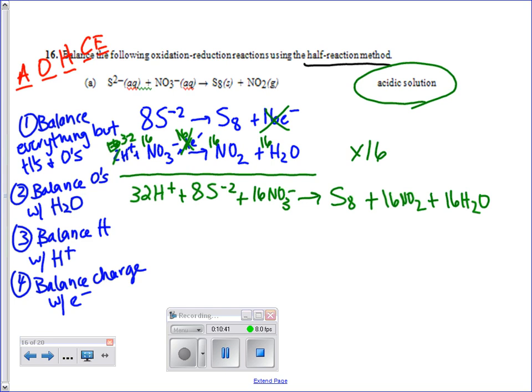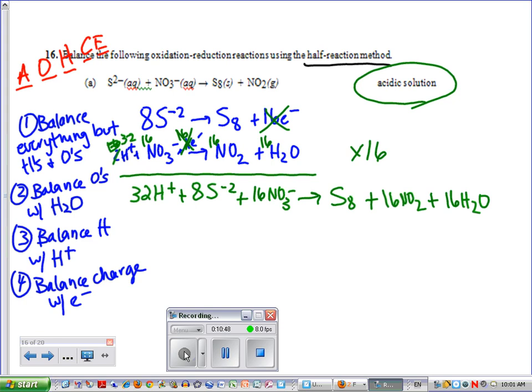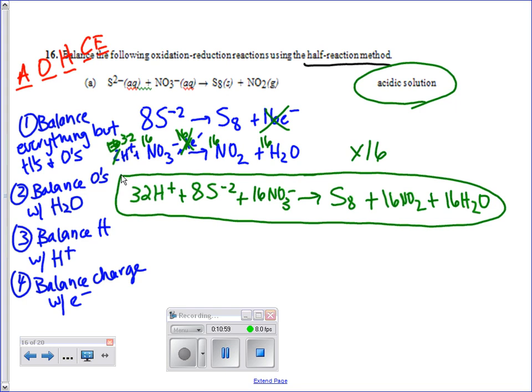The only last thing to look at is little instructions here. They're saying that you need to have done this in an acidified solution. To be an acidified solution, we need what floating around? What does it mean to be an acid? H plus. Are there H pluses floating around? Bingo, we're done. If that were to say basic, we're going to add one more step to it, and we're doing that in the next example, okay? But because it's acidic, we're done after doing it this way. Let's do the next one.